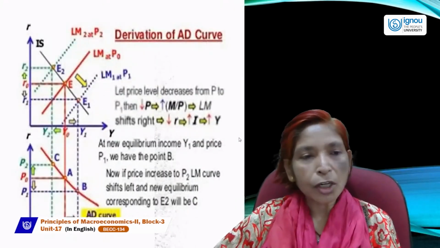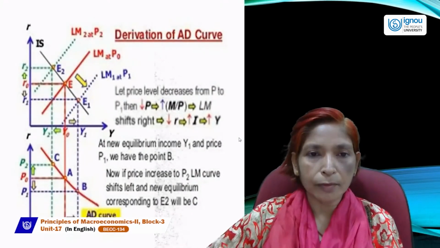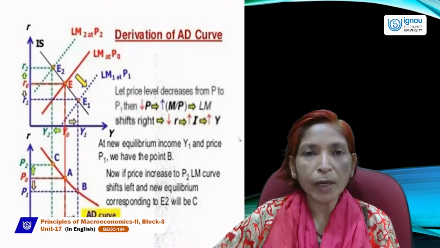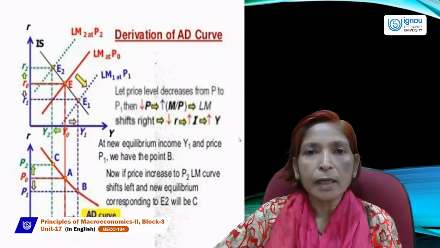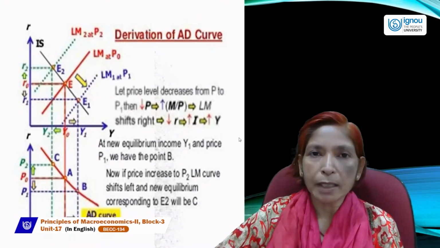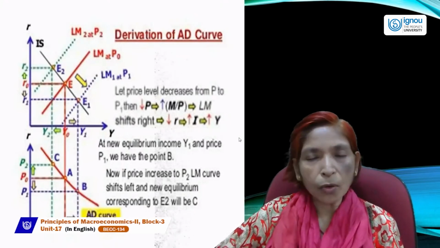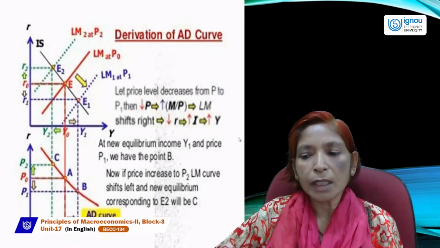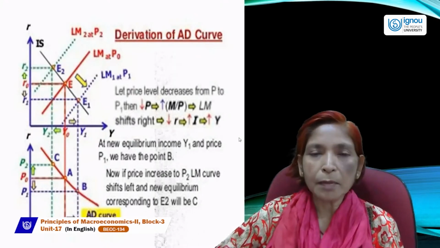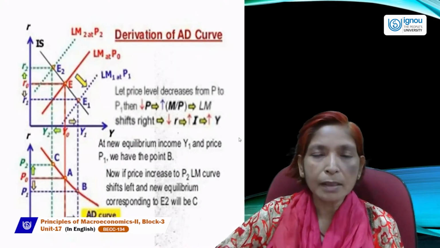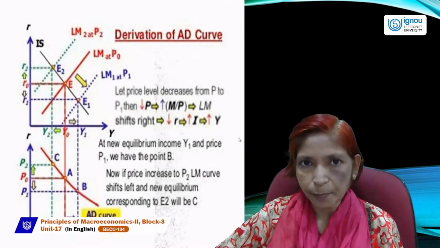This is the derivation of the aggregate demand curve. The aggregate demand curve is always a downward sloping curve which shows a negative relationship between aggregate demand and price. Generally, you know that demand and price are always inversely related. Due to a rise in price, demand falls, and due to a fall in price, demand rises.